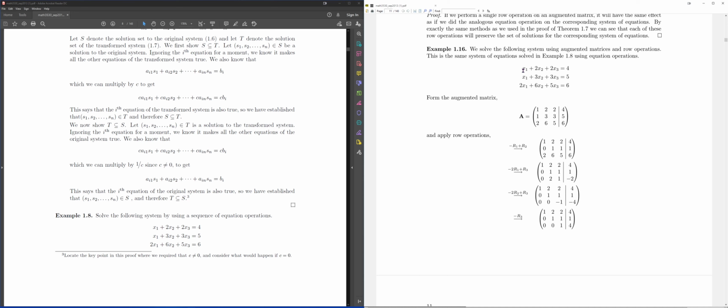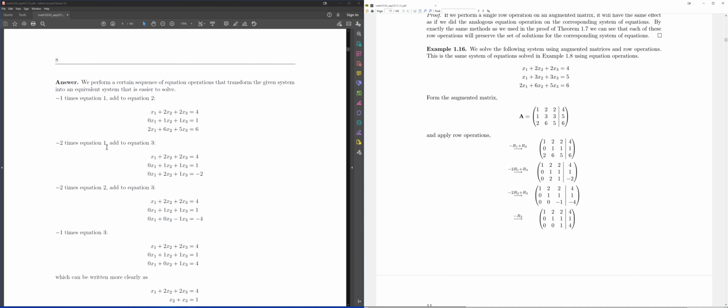So eliminate: take -1 of this equation, add it to this one, so that corresponds to taking -1 over here and adding it to your second row, so I get the 0 over here, right? And notice over here, what did I do? I took -2 times, so that got rid of this x1 here.